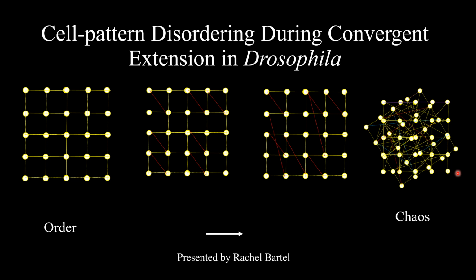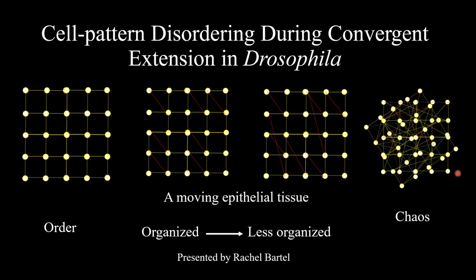Because of the cell movement. When cells in an epithelium move, they have to disorganize a little bit as a result of the movement, as a result of the tension along the tissue. Okay, so let me show you what this group found.